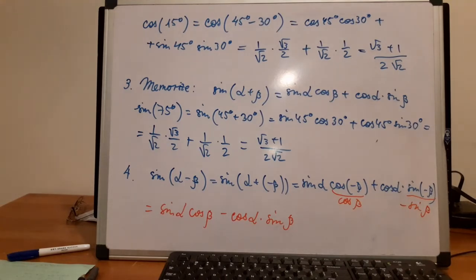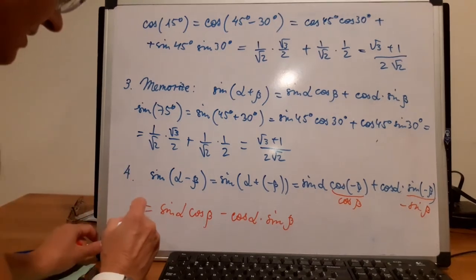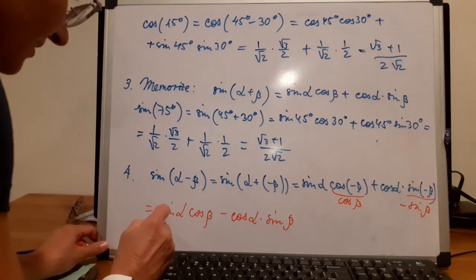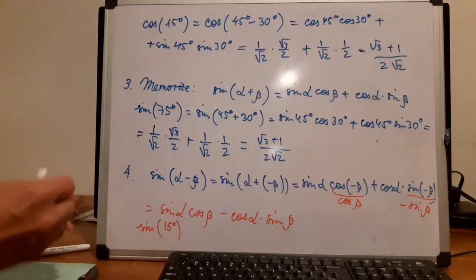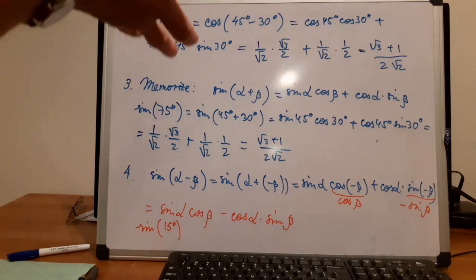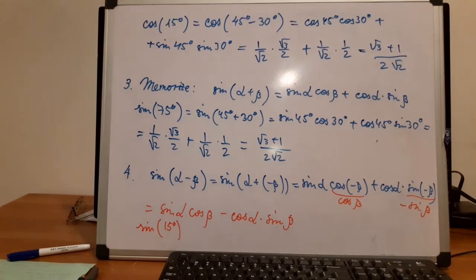I'm going to use this formula to find out sine of 15 degrees, the same way I was doing for cosine of 15 degrees. I'm going to stop my recording and give you 10 minutes to try it on your own, and then I'm going to solve it too.